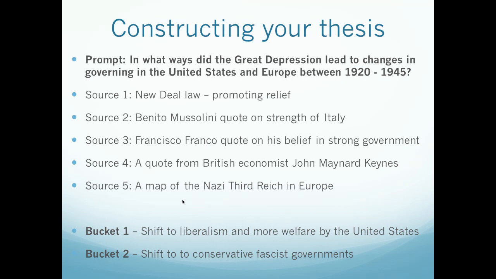Okay, I know from my own knowledge that the United States became more liberal. There was a shift to welfare to try to help the people with deficit spending, those kinds of things. So I'm looking at source one, the New Deal, which was very liberal. And then I'm looking at source four, John Maynard Keynes, and I'm going to say this is evidence that the United States has taken a shift to liberalism. That's going to be one of my buckets right there. I'm going to have a bucket on a shift to liberalism. And sure enough, here's my bucket one down here, a shift to liberalism and more welfare by the United States.